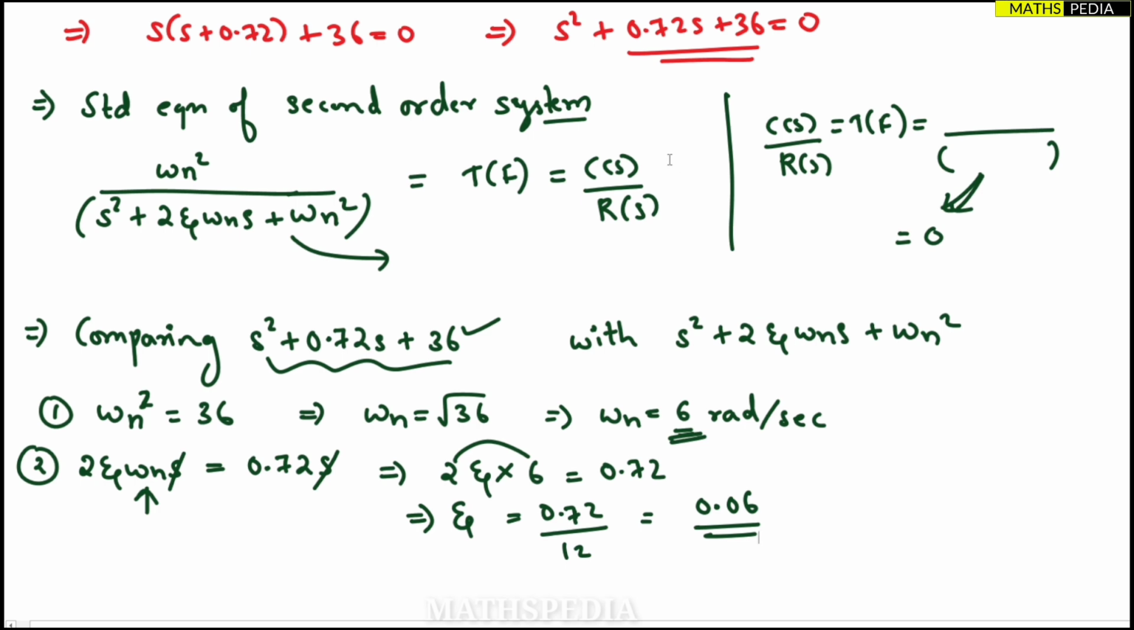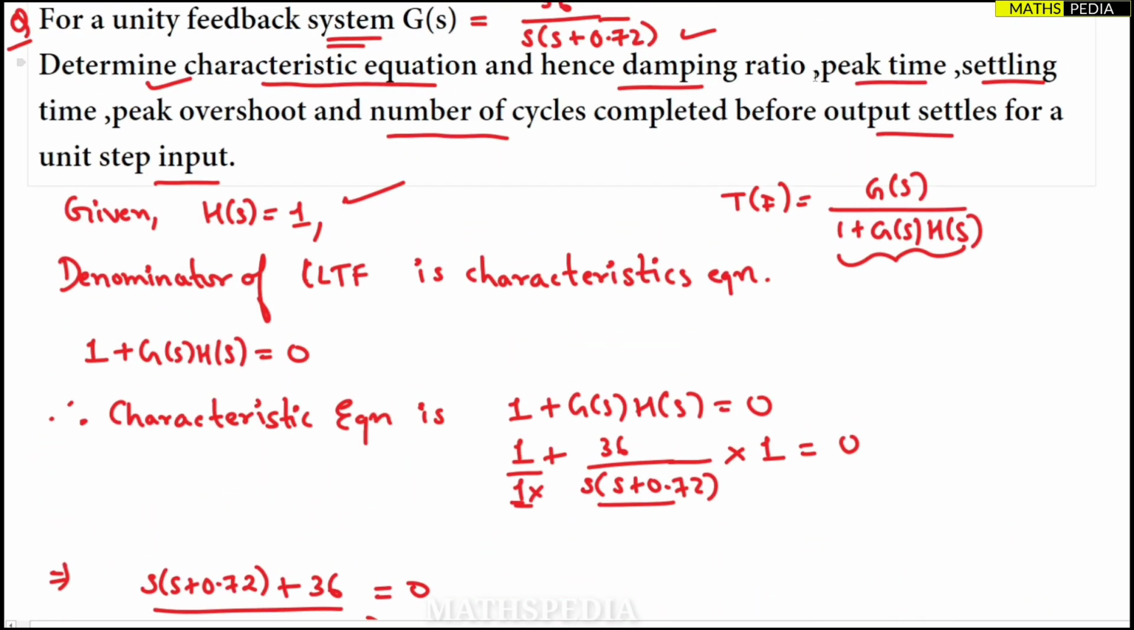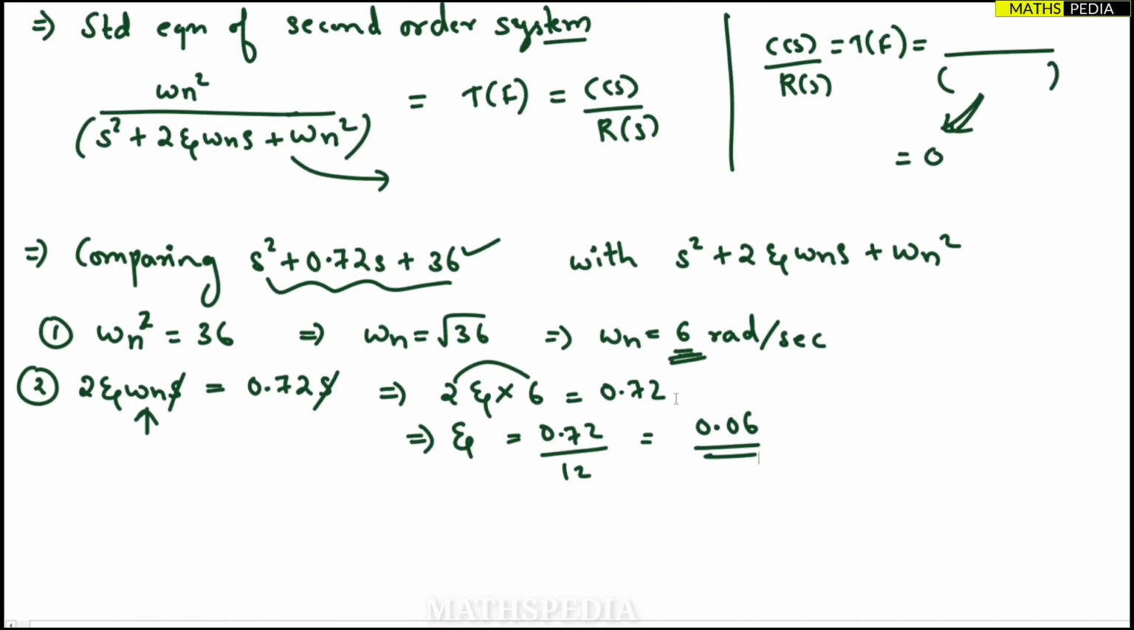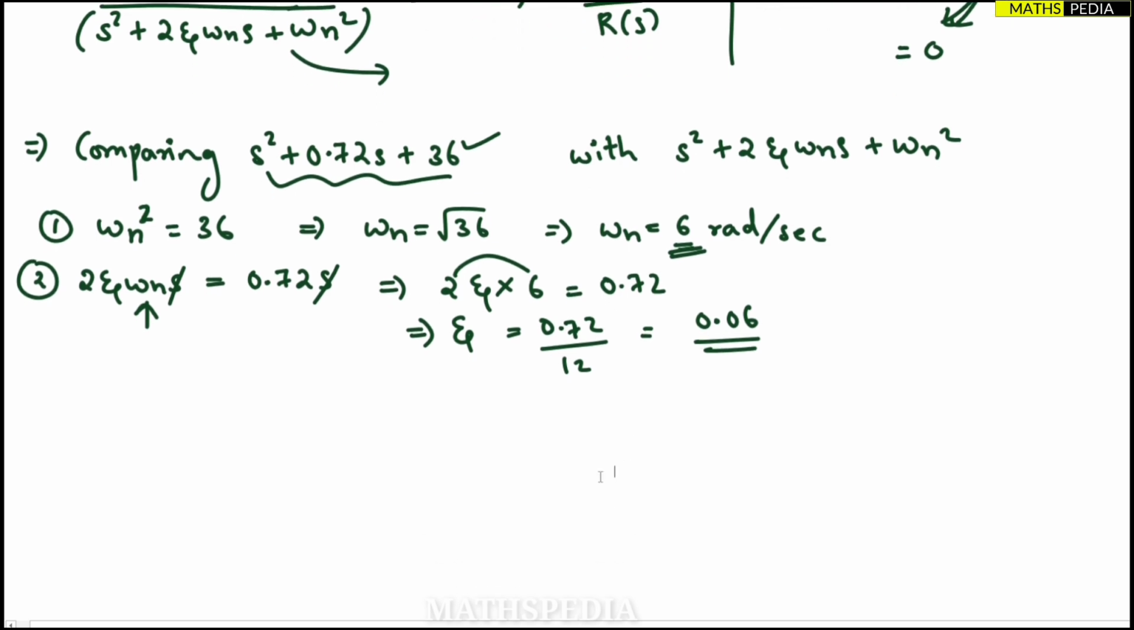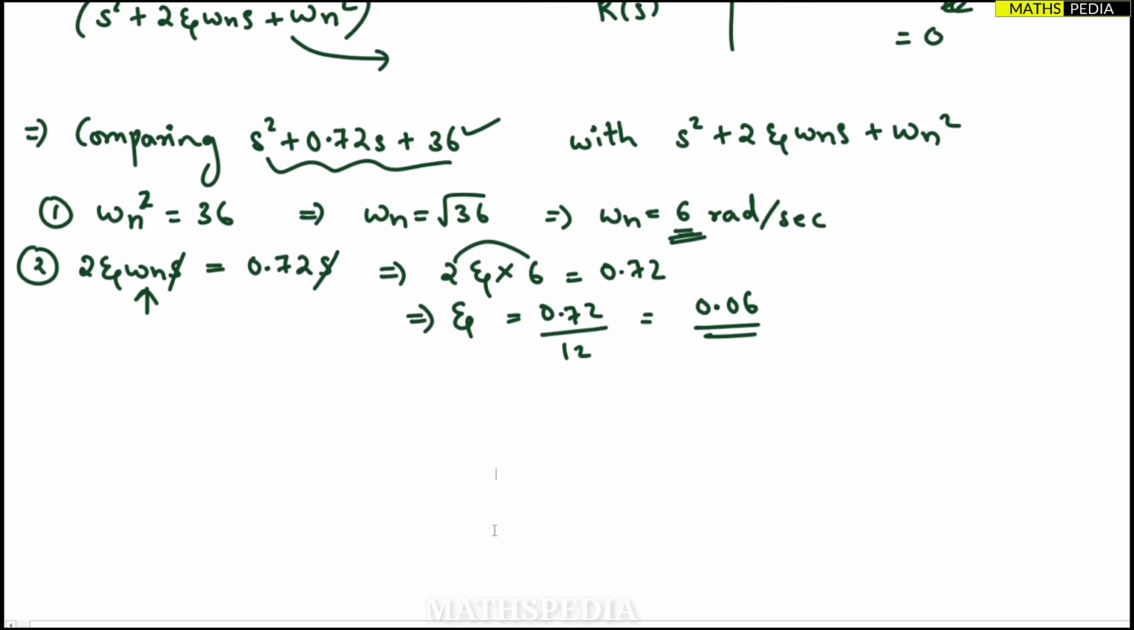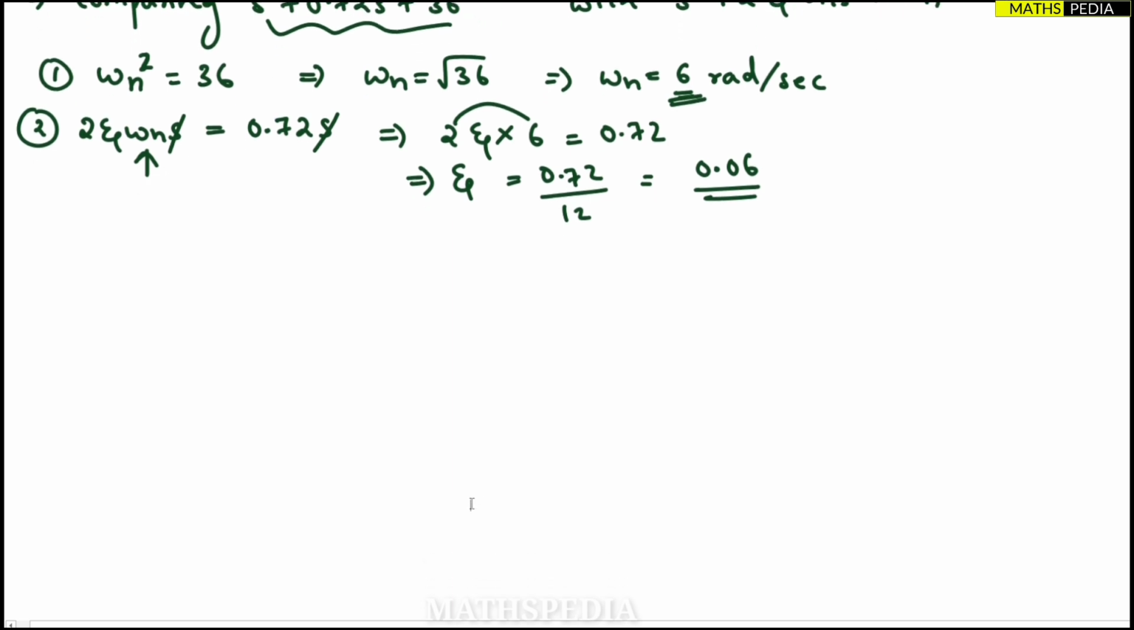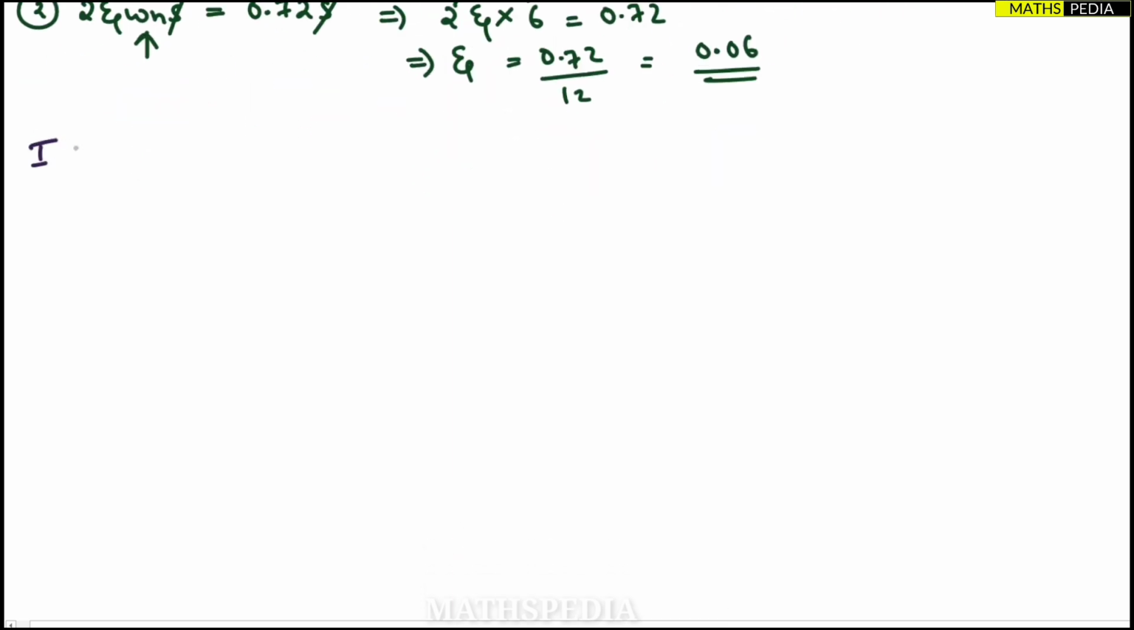Okay. Now after getting this, what can I do? Zeta you got, omega n also you got. Can we find out the peak time and settling time? Yes, you can find them after getting omega n and zeta. First we'll go for the peak time, which is Tp. The formula is pi by omega d. Pi value anyway we know. What you need to find is omega d, which is nothing but the damped frequency.